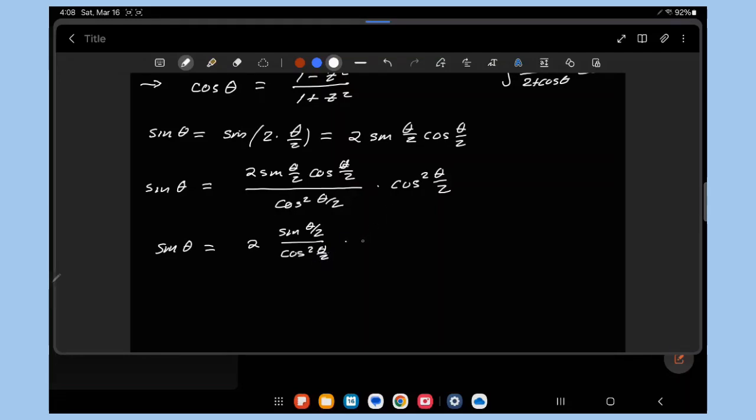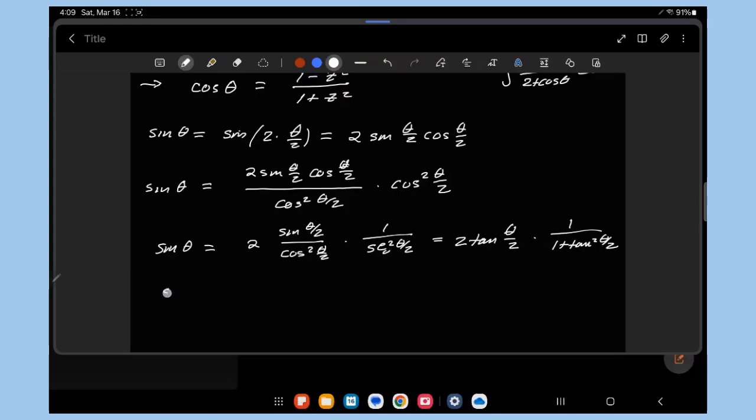And cosine squared of theta over 2 is 1 over the secant squared of theta over 2. And so we get 2 tangent of theta over 2 times 1 over secant squared of theta over 2, which is the same as 1 over 1 plus the tangent squared of theta over 2. We should have a secant here, put in a c.